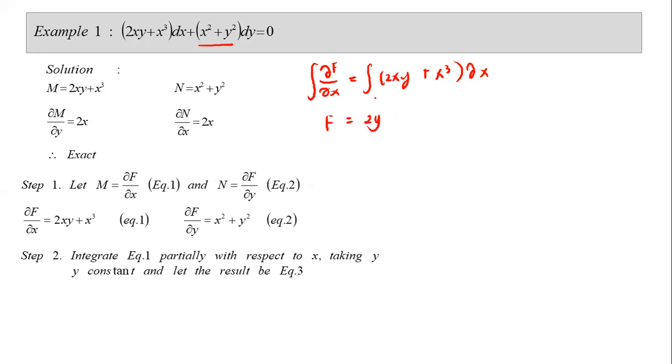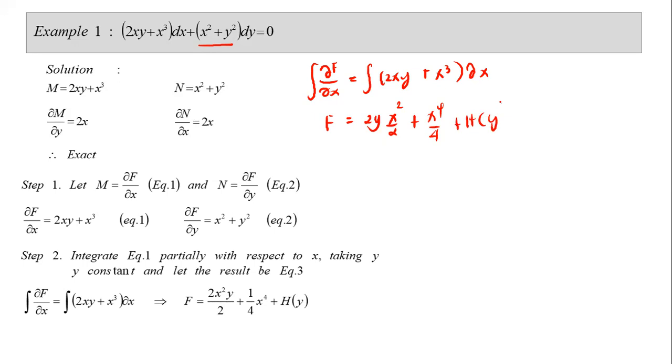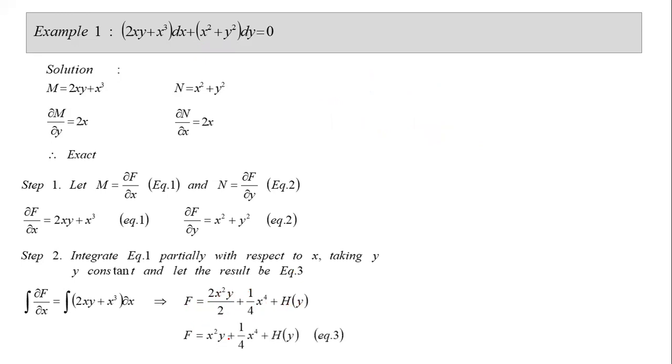So that's 2y, and then you integrate x, and that will be x squared over 2, plus the integral of x cubed dx, so that's x to the 4 over 4. We're not going to add c. Instead, we are going to write h of y. So we have f is equal to 2x squared y all over 2 plus 1/4 x to the 4 plus h of y, or you can just simplify this as x squared y plus 1/4 x to the 4 plus h(y).